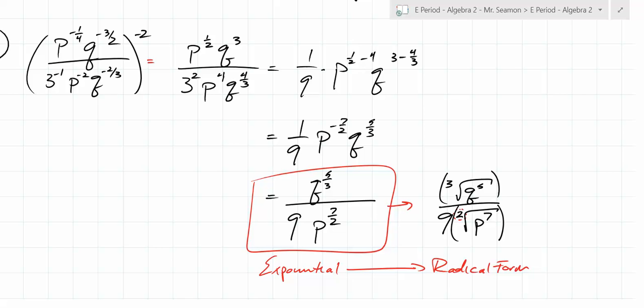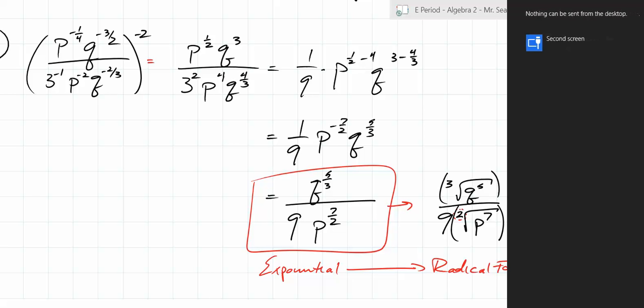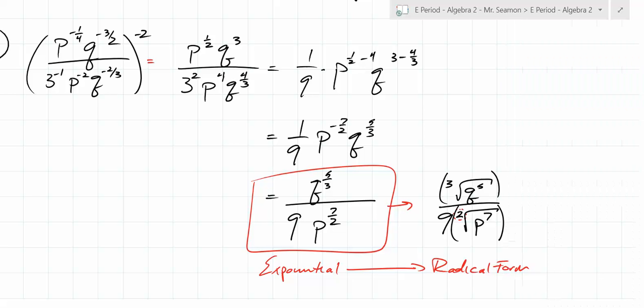Got it? Put everything away except a pencil. No, I'll be right back. Actually, get the folders.